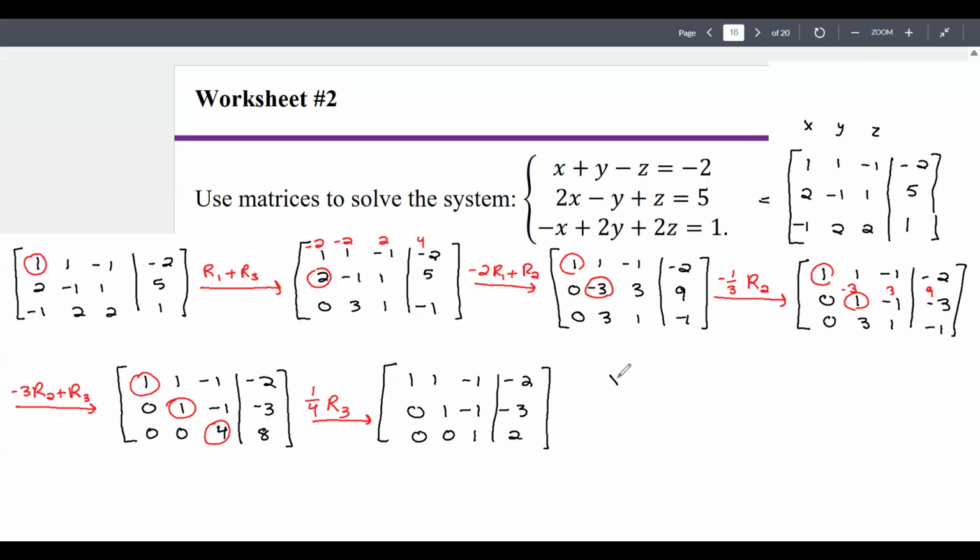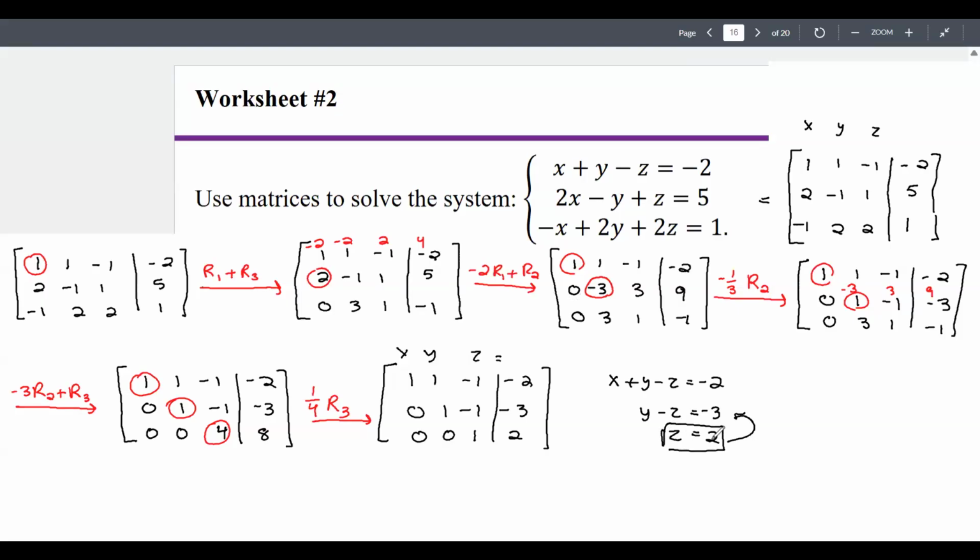So we have the equations x plus y minus z equals -2. Then we have the equation y minus z equals -3. And then we have the equation that z equals 2. Because remember, this is x, y, z, and this is the equals. So we just need to work our way backwards.